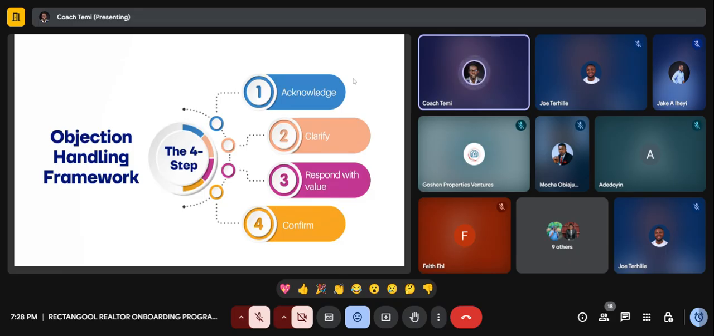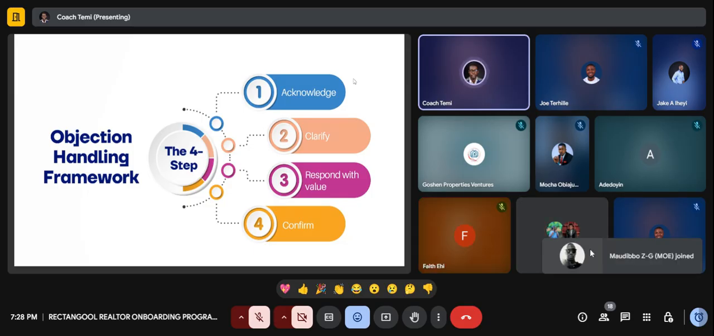Now, you are bringing them to a point where you first help them to understand that some people had the same objection. Yes, they still bought. When they bought, they got better value on the same product compared to other ones they might have been considering. So that's responding with value. And the fourth one, which is the last one I'm going to give us today, is confirmation. That is, you have to confirm that you have answered their question. You have to confirm that they do not have any other objection.